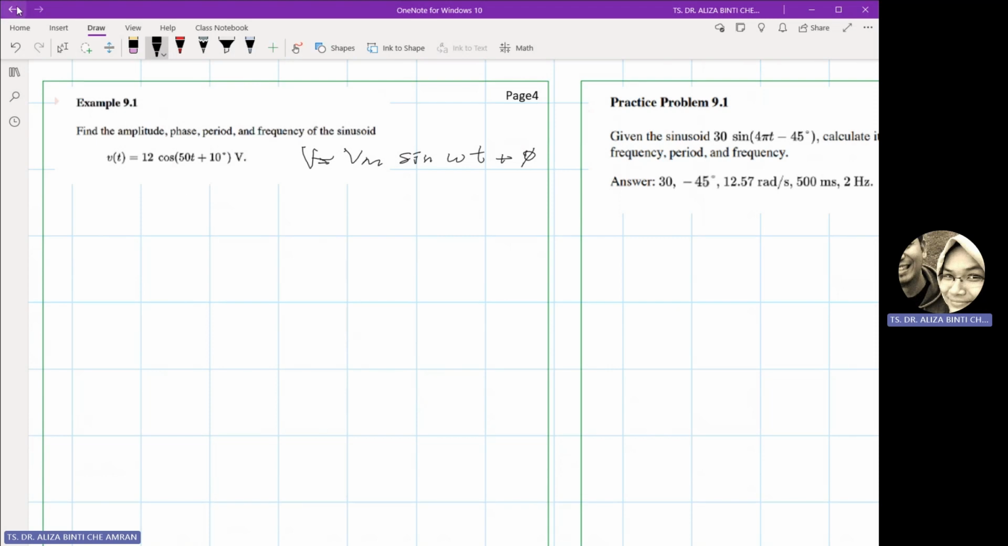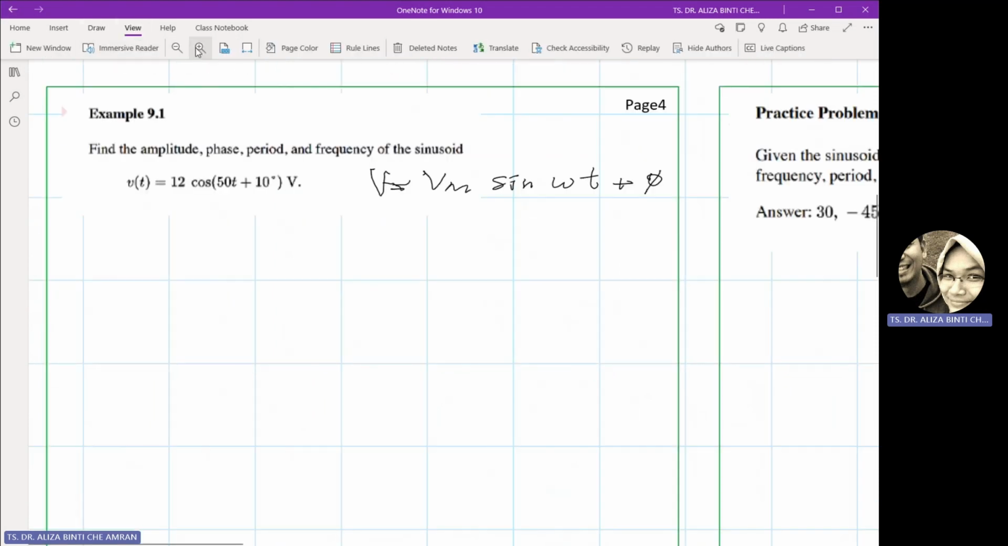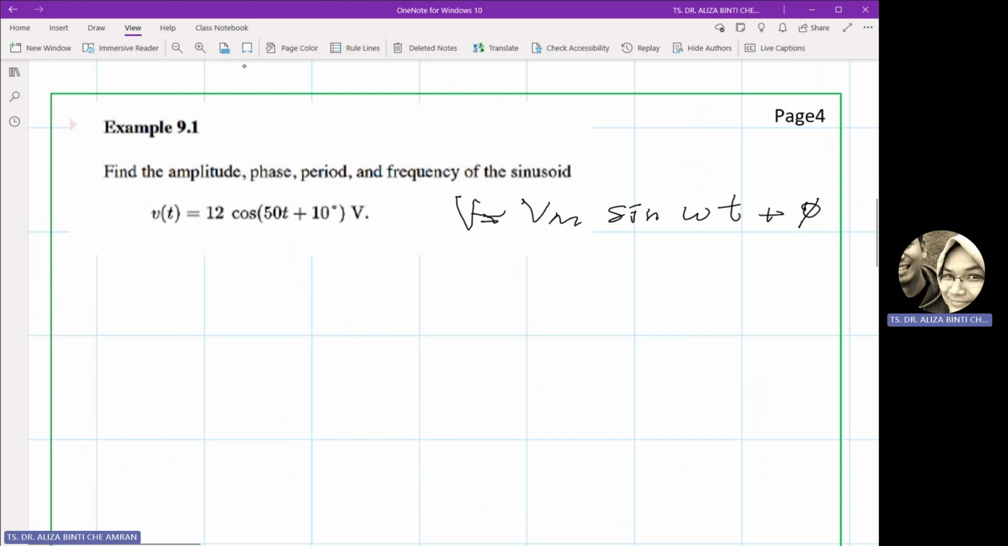In this case, let me zoom a bit. In this equation here, this is the amplitude. So straight away, you know that the amplitude is 12. Next, what about the phase? When the question asks for the phase, this is the angle shift. So the phase is plus 10. You just directly take the value here. If it is minus, then it should be written in minus. Plus 10 degrees.